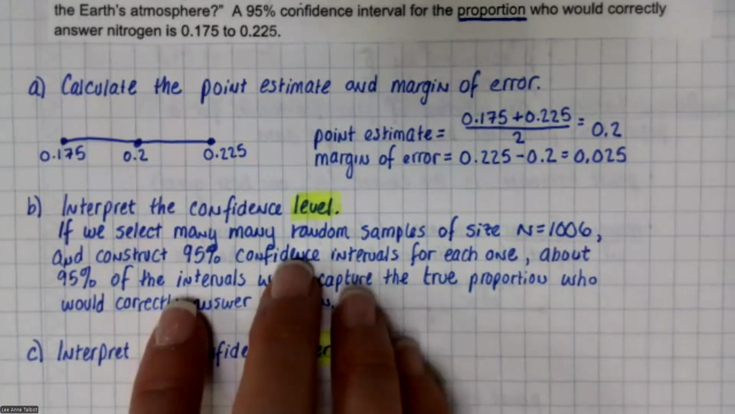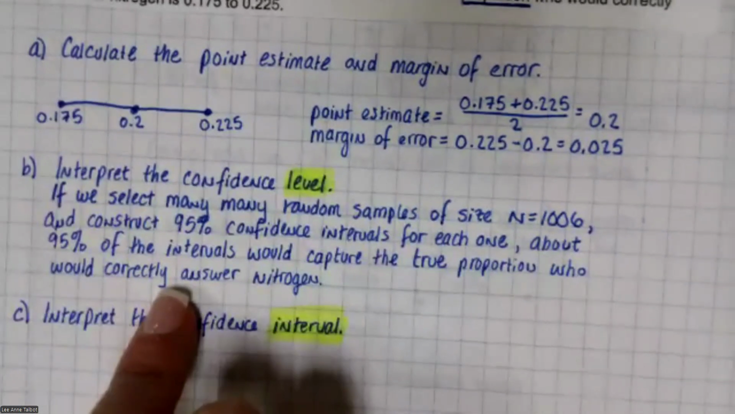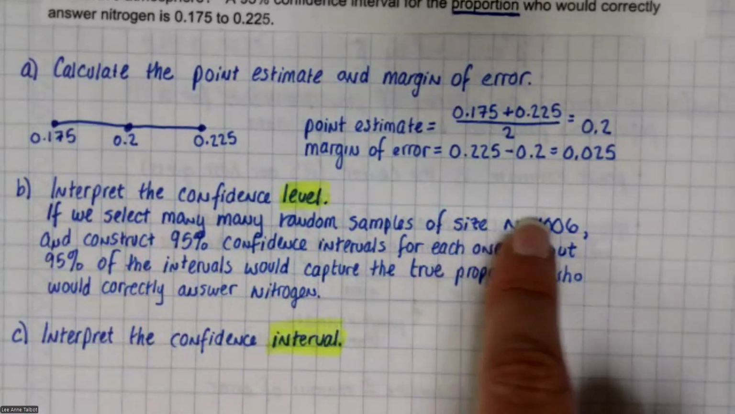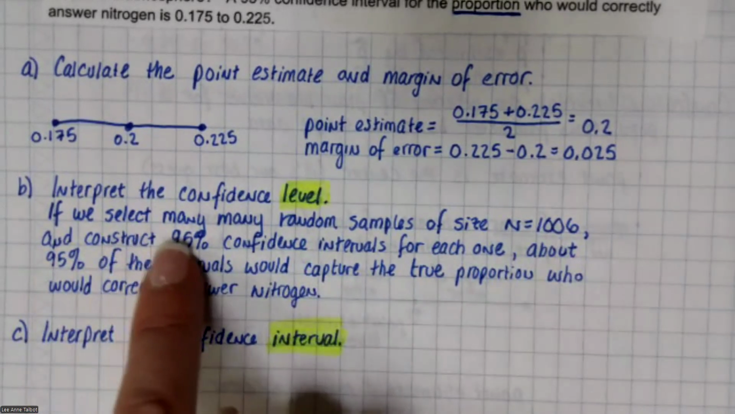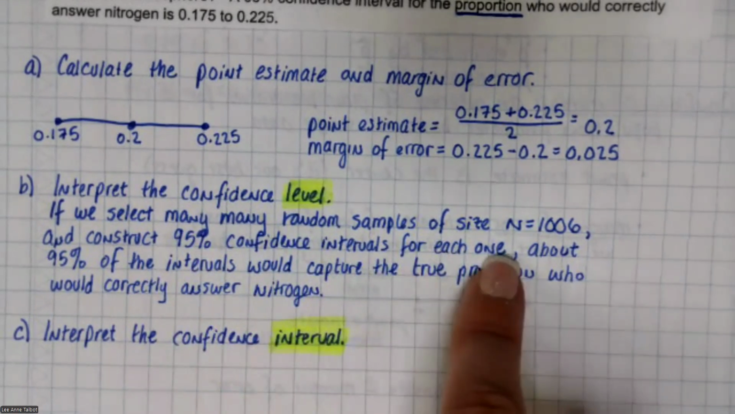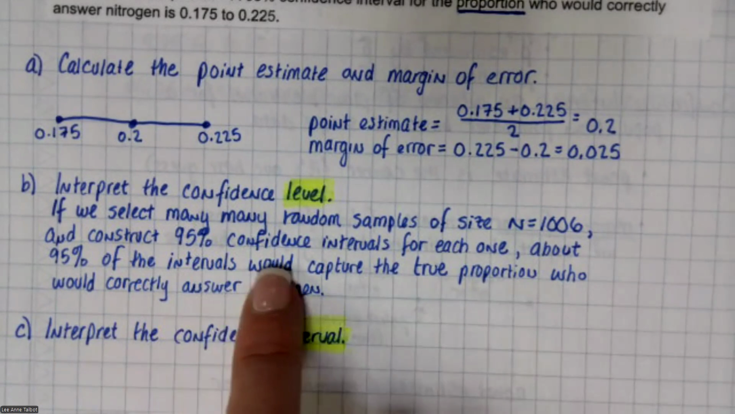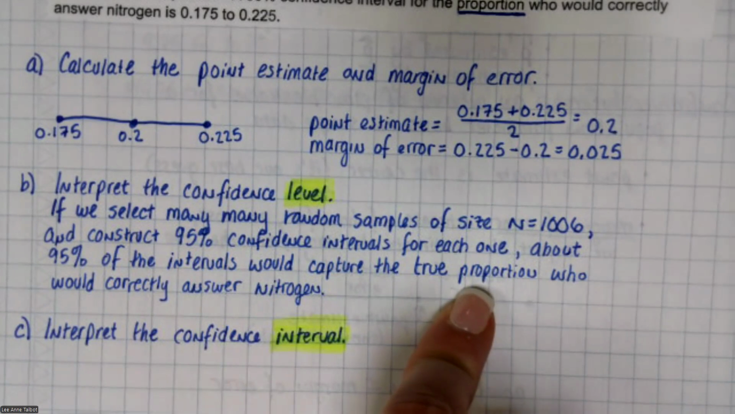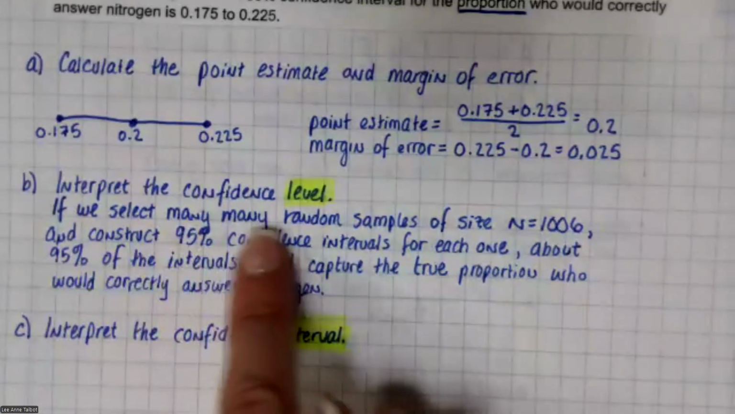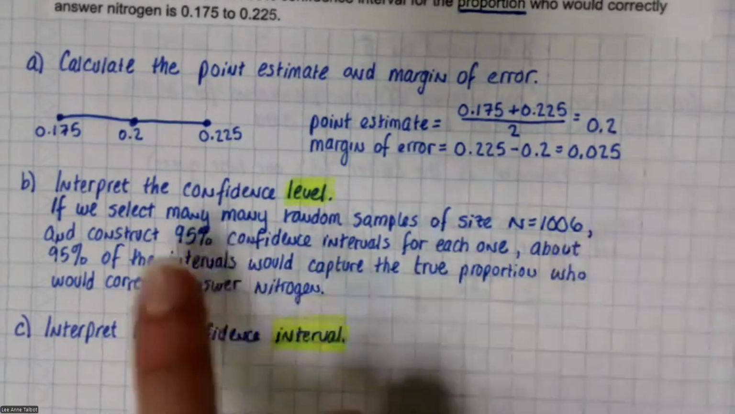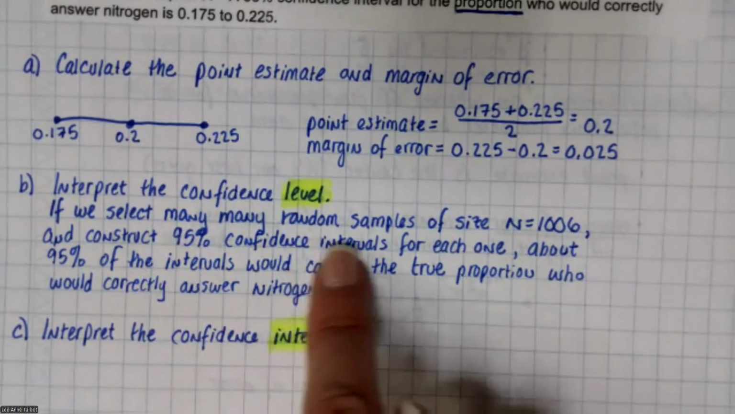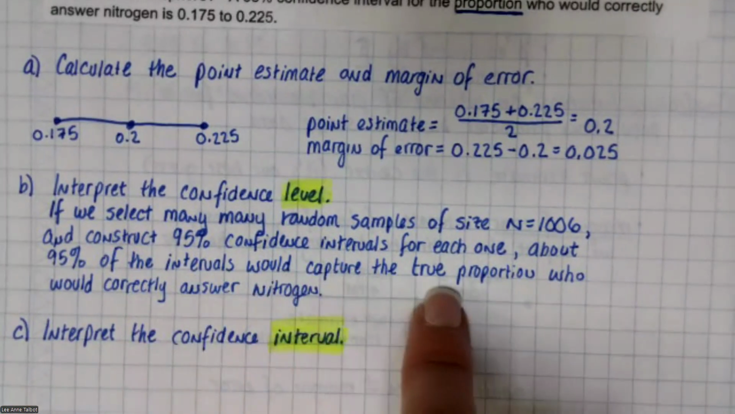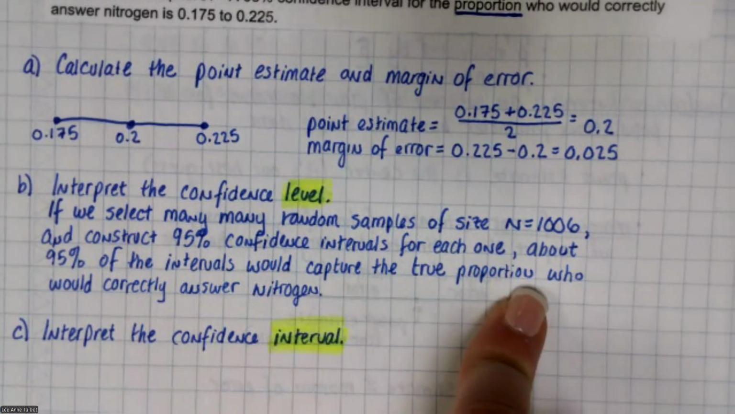Okay, I'm going to say this a couple of times just because I love you. I know I'm going to sound stupid, but whatever. If we select many, many random samples of size n and construct blank percent confidence intervals for each one, about blank percent of the intervals would capture the true parameter in context. Okay, I'm going to say it again. If we select many, many random samples of size n and construct blank percent confidence intervals for each one, about blank percent of the intervals will capture the true parameter in context.